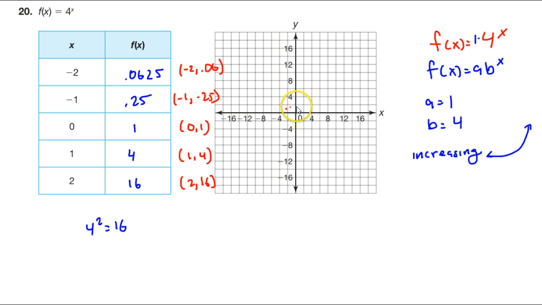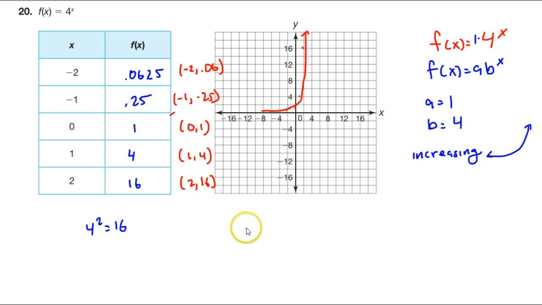0 is at 1, so we'll say 1 is around there. Let me kind of clear some of these up a little bit. Remember, it gets very, very close to 0, but never touches. And then 1, 4. So here's 1 and then 4. And then 2 and 16. That's 2 and 16. So our graph is going to be very, very steep. It goes in, it gets very, very close here, but never ever touches. And that's what our graph would look like.